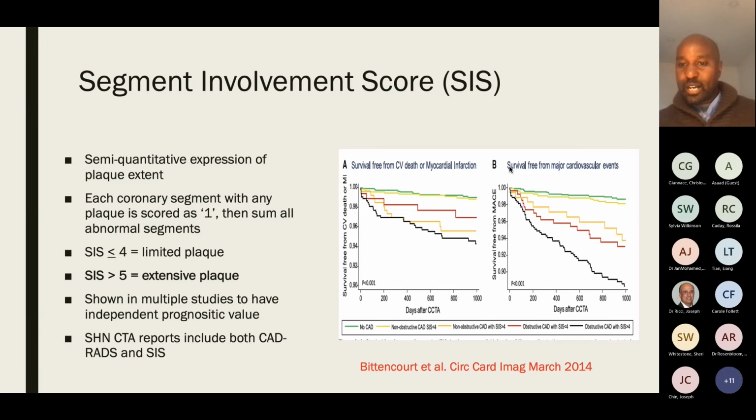And then in red is people who've got obstructive disease with a low segment score. So you've got severe stenosis, but limited atherosclerotic extent. And then in black, the worst outcome was people who had both high-risk features. So you've got obstructive plaque and extensive extent. So high segment score and high stenosis.